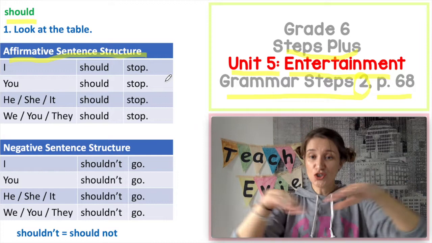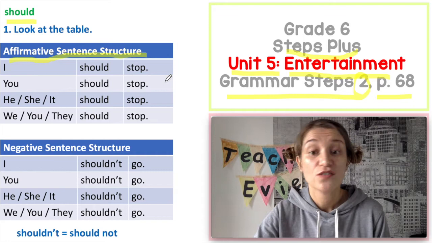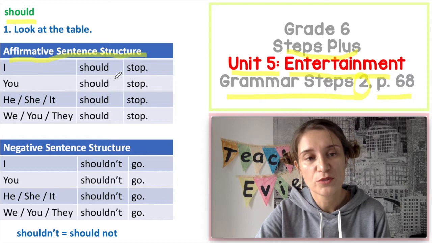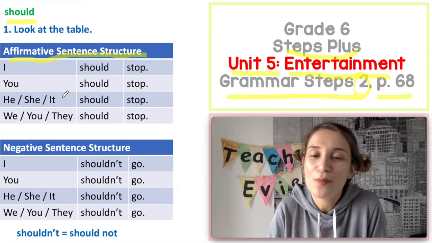We should stop. My powinniśmy się zatrzymać. You should stop. Wy powinniście się zatrzymać. They should stop. Oni powinni się zatrzymać. Wszystkie osoby, nieważne, czy w liczbie pojedynczej, czy mnogiej, mają dokładnie taką samą formę. Czyli mamy should i potem czasownik w zwykłej formie. Czyli I should stop, I should go, I should listen, I should sleep i tak dalej. Proste? Bardzo proste. Okay, and then we go to negative sentence structure, czyli zdania przeczące.